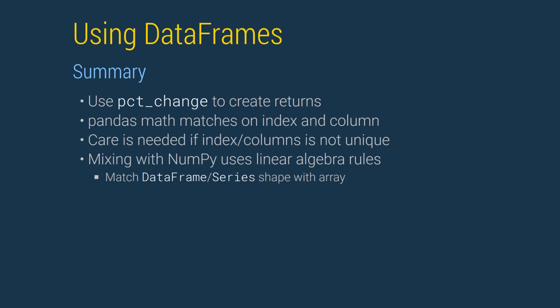Pandas math is usually simple to understand. Series and data frames match entries based on the values in the index and the column names. If these are unique, then the result is not surprising. If these contain repetition, then the output may have a multiplicity of results. It is simplest to ensure that index values and column names are unique.